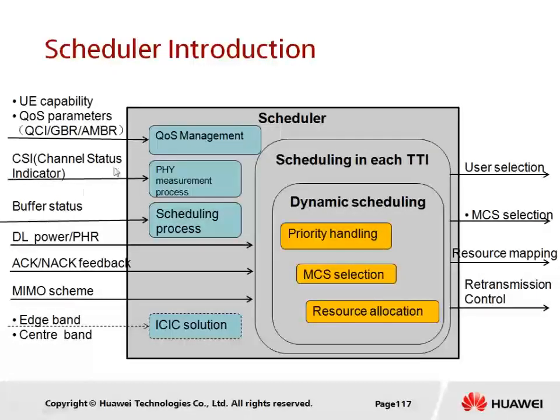Then the scheduler considers all of this information and proceeds to calculate which user is to be selected based on priority, and for each user, which modulation and coding scheme has to be selected, and the number of resources to be mapped, and whether there is any data which is pending for retransmission. So all of these are the results of the calculation after priority handling, modulation and coding scheme selection, and resource allocation.